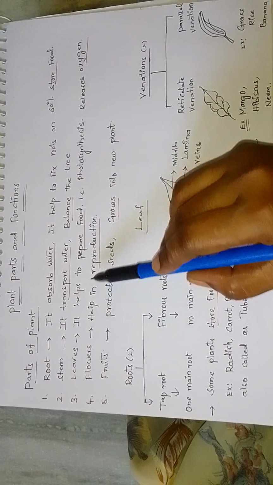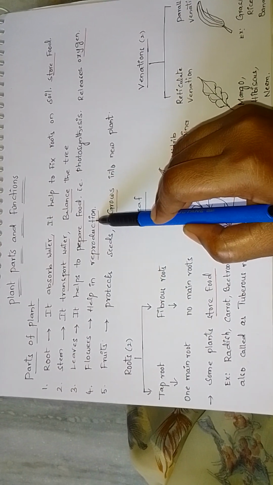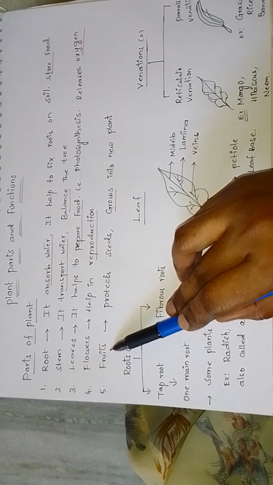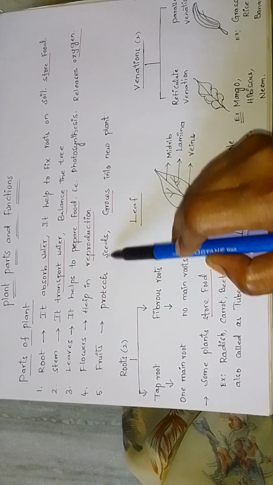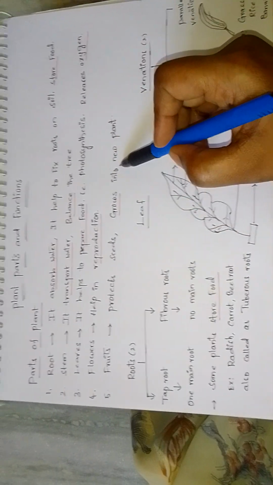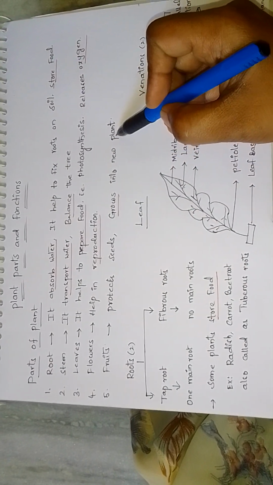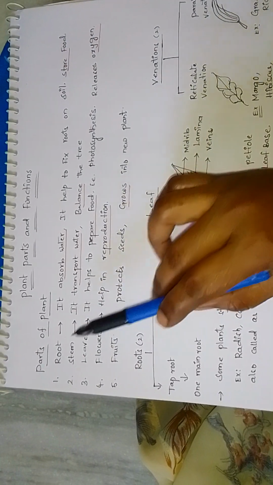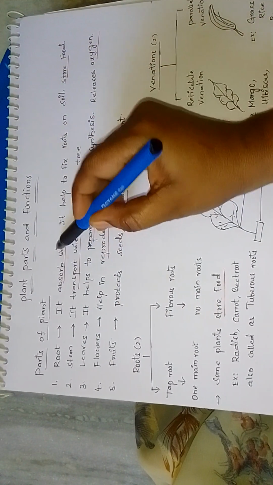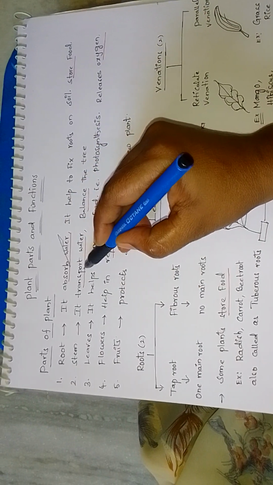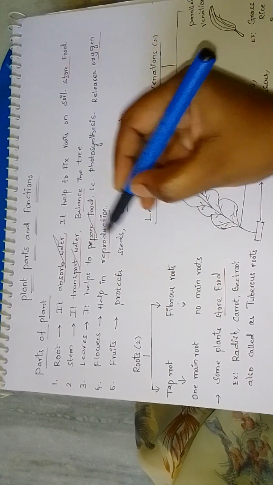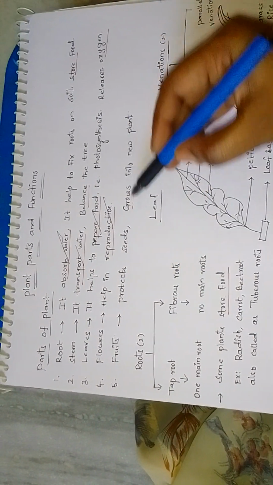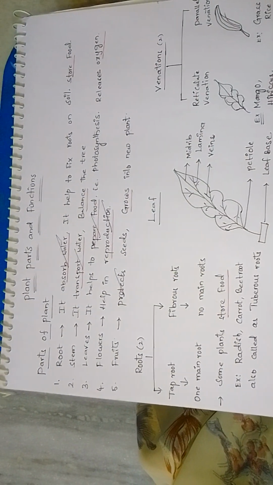And flower helps in reproduction. Flowers always help in the process of reproduction. And the next part is fruits. Fruits always protect the seeds, and those seeds grow into a new plant. These are the 5 different types of parts of the plant. Roots absorb the water, stem transports the water, leaves help to prepare the food, flowers help in reproduction, and fruits protect the seeds.